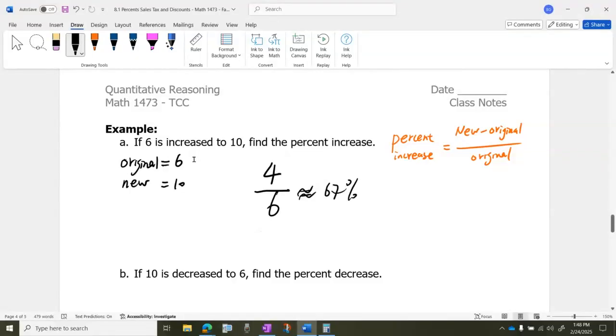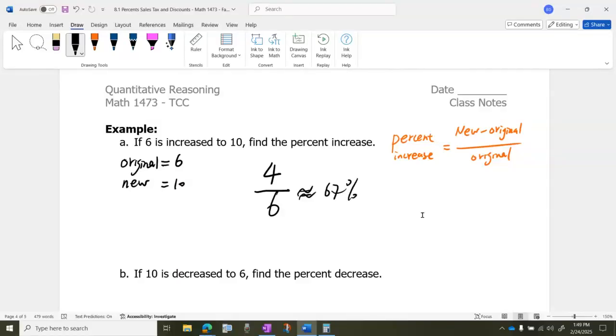Last month you sold 6 cars. This month you sold 10 cars. So you sold 4 more cars. The change is 4. And you want to compare the 4 with the original. So your sales has gone up by 67%. And you need to understand that because when you look at the internet or hear radio or TV, a lot of times they are talking about this, especially in finance.